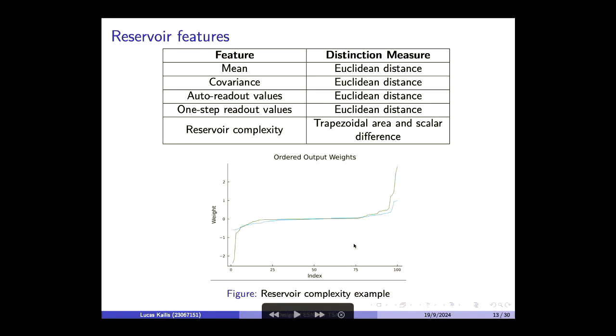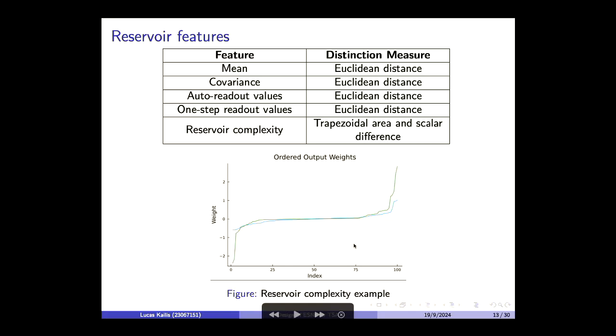So the reservoir features that we use to do this, we use the mean, which is the mean of the nodes in the reservoir over time, and then the covariance, which is how they change with one another. And then there are trained features, which are the auto readout values, which are just the values in the W out matrix that I introduced. One-step readouts, which are when the reservoir is trained to the input signal at one time step in the future. So you're predicting with some sort of shift of one time step. And then reservoir complexity, which is derived from those readout values.